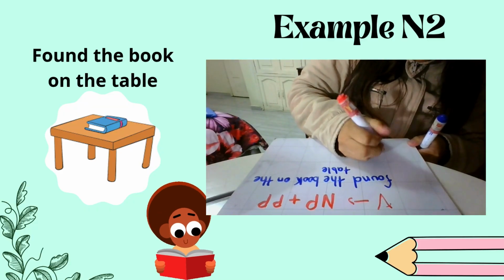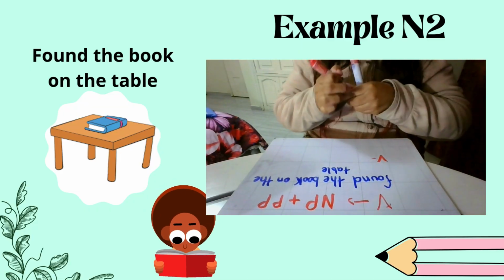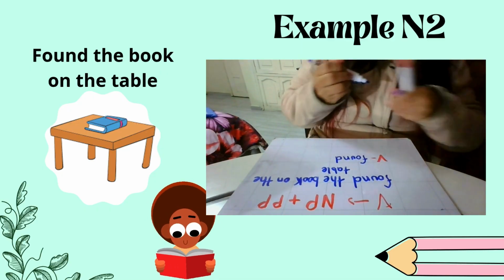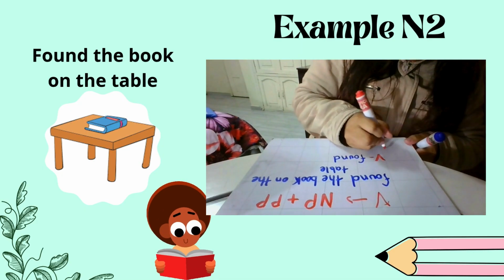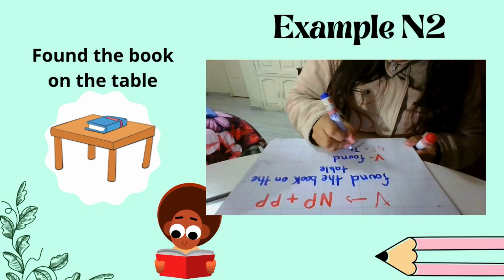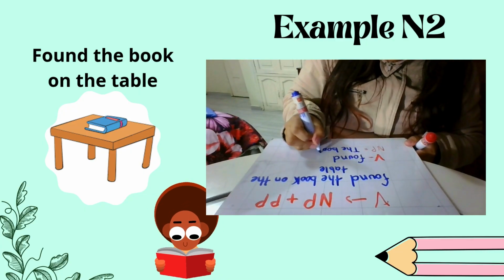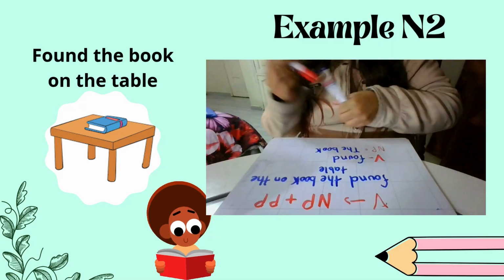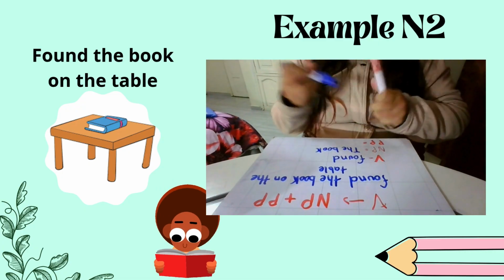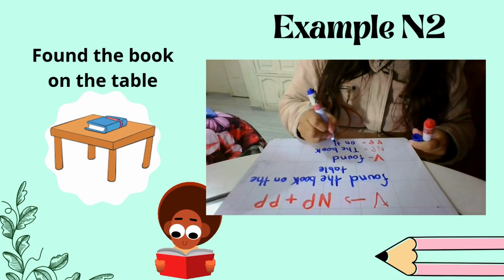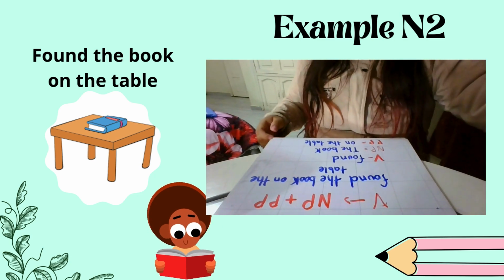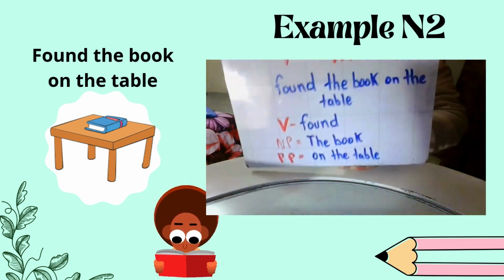The verb is found, the noun phrase is the book, and finally, the prepositional phrase is on the table. This is an example of rule number 2.